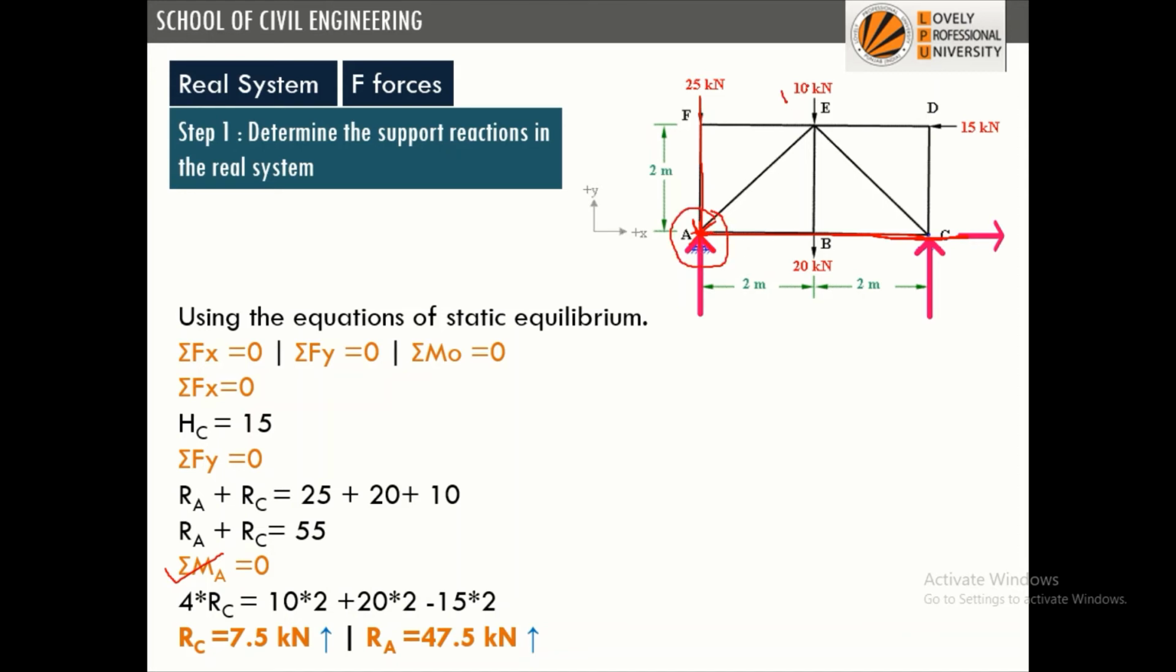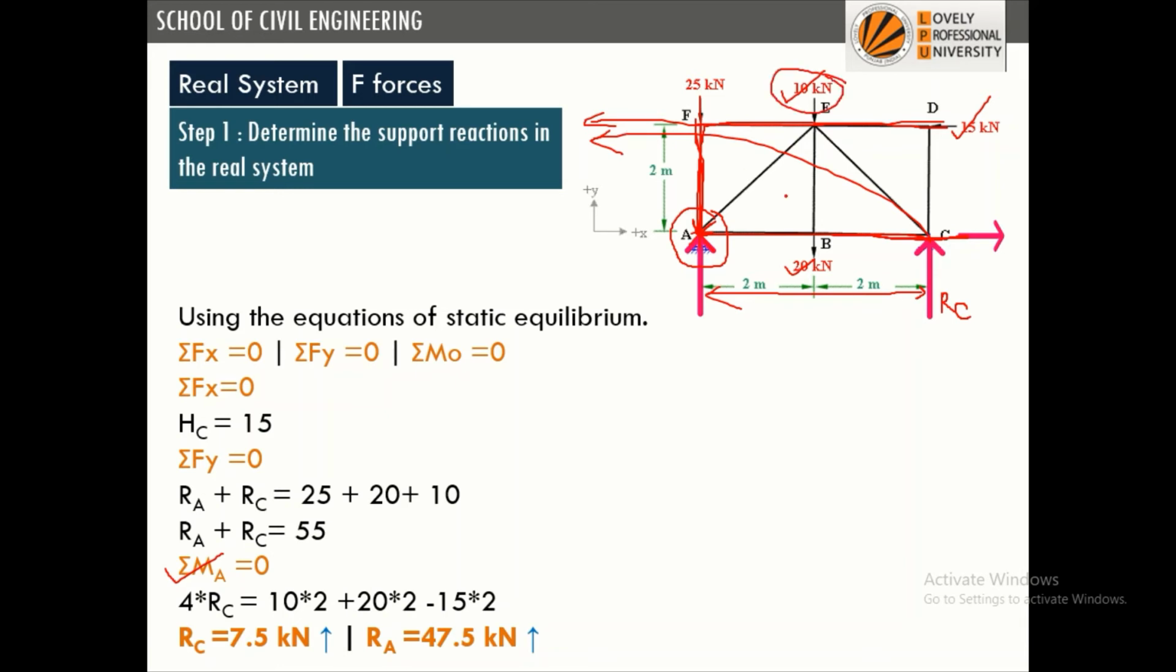So we are left with 3 external forces, 10, 15 and 20 kilonewton, and 1 vertical reaction, that is Rc. What is the perpendicular distance from A to C? It is 4. So we will write Rc into 4, and it has a tendency to rotate anti-clockwise. And this 15 kilonewton has a perpendicular distance of 2 meters from point A, so it will also have a tendency to rotate anti-clockwise.